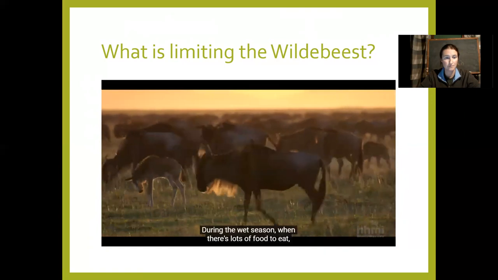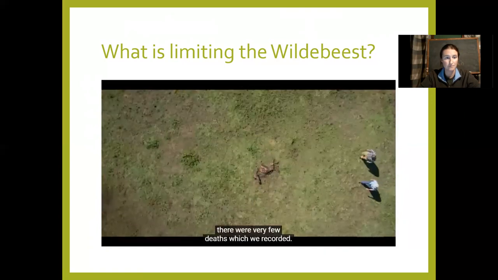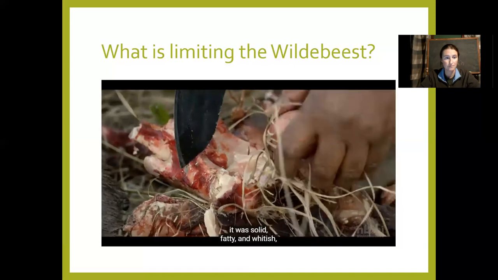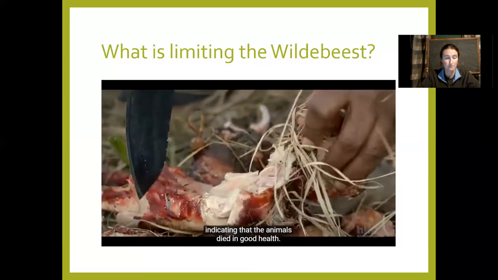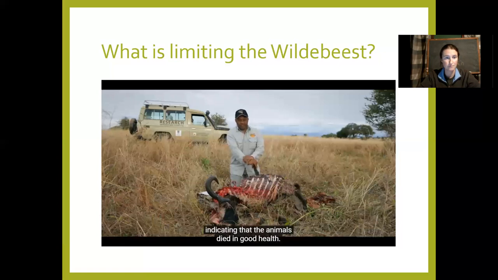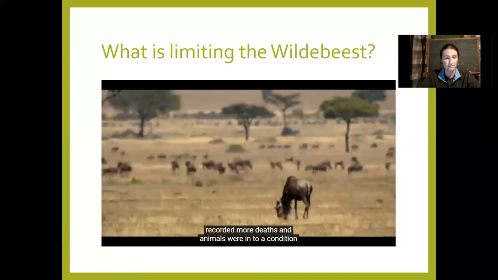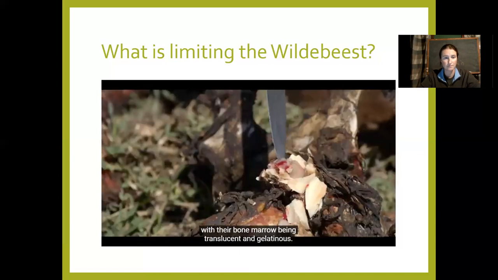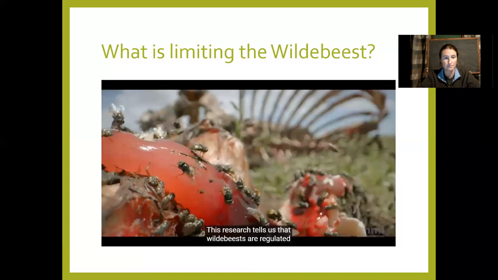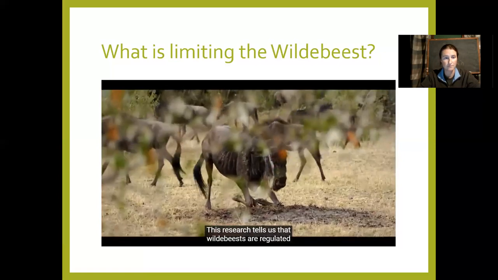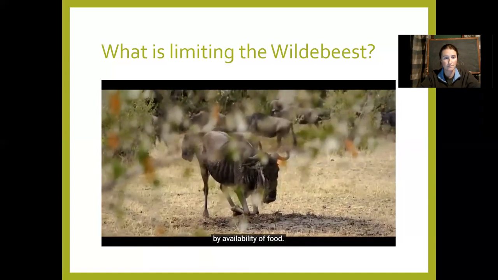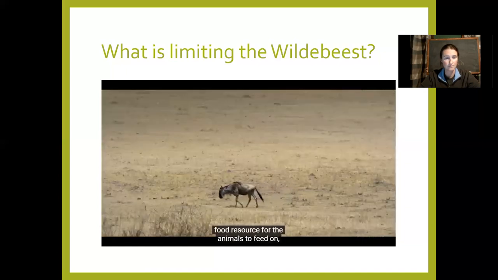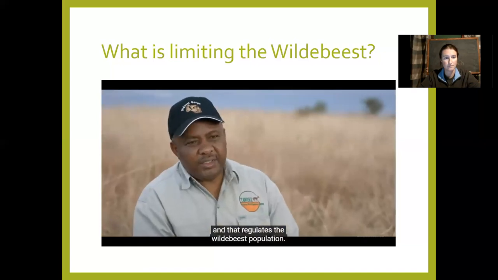During the wet season, when there's lots of food to eat, there were very few deaths, which we recorded. And when you look at the bone marrow, it was solid, fatty, and whitish, indicating that the animals died in good health. But then during the dry season, we recorded more deaths, and animals were in poor condition, with their bone marrow being translucent and gelatinous. This research tells us that wildebeest are regulated by availability of food. During the dry season, there's much less food resource for the animals to feed on, and that regulates the wildebeest population.